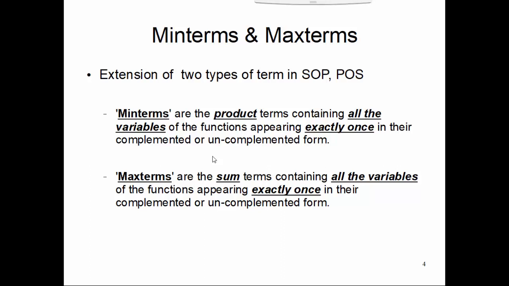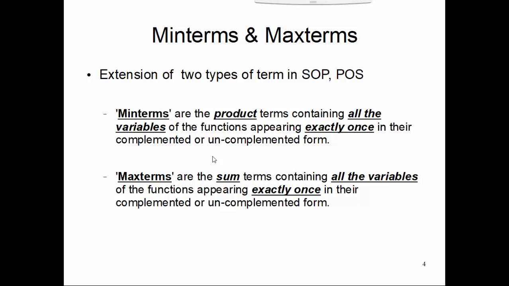Min terms by definition are the product terms containing all the variables of that given function appearing exactly once in their complemented or uncomplemented form. So min terms need to involve all the variables. Variables can be in either complemented or uncomplemented form, and they appear exactly once. You cannot repeat a variable in that term. Then it is called a min term. Max term has a similar definition, but it's a sum term containing all the variables of the function appearing exactly once in their complemented or uncomplemented form.